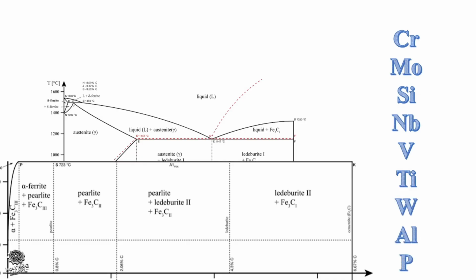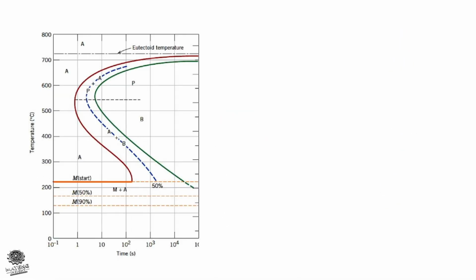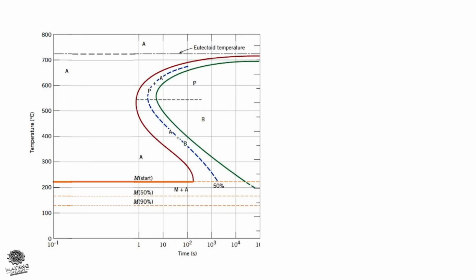But what is the effect of these elements on the TTT diagram? In general, most alloying elements shift the TTT diagram to the right, meaning they slow down the transformation, except cobalt, which shifts it to the left.